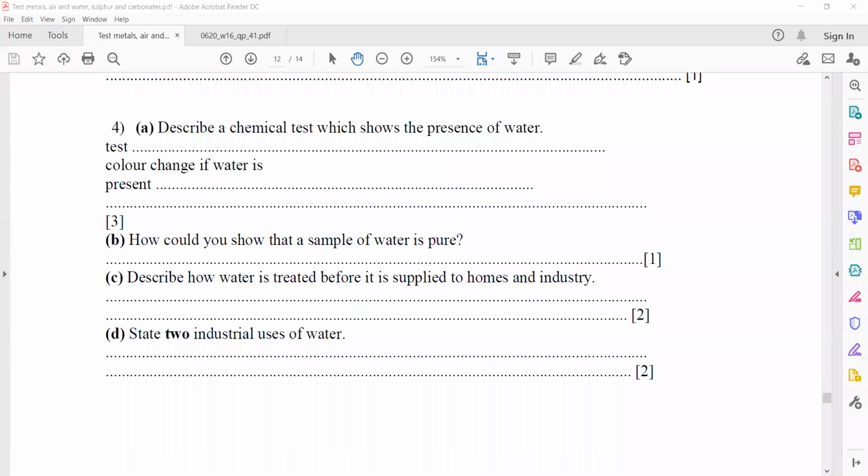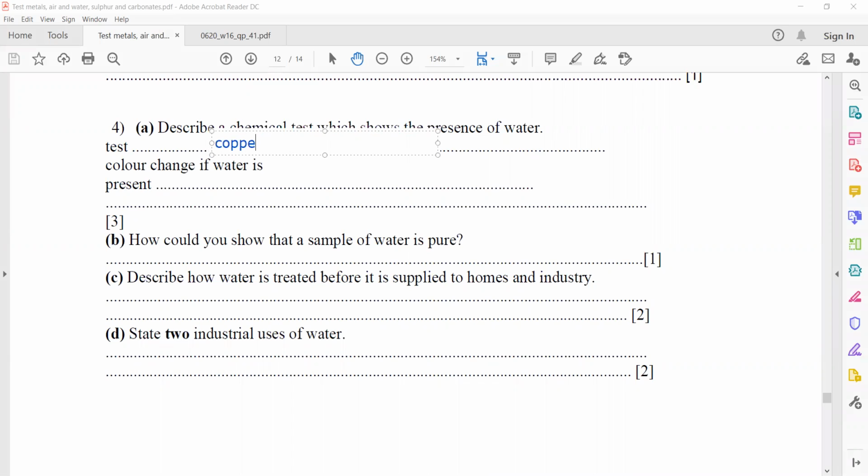Then describe a chemical test to show the presence of water. For the chemical test, you can add cobalt chloride, which will turn from blue to pink, or you can add anhydrous copper sulfate, which will turn from white to blue.